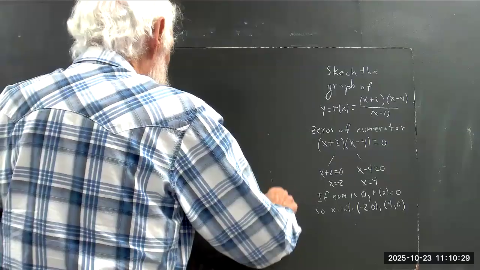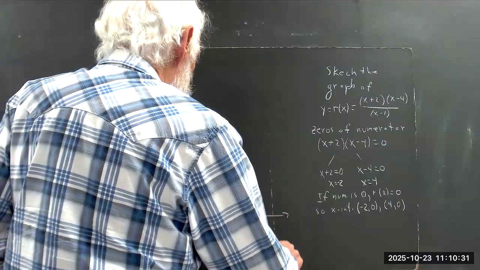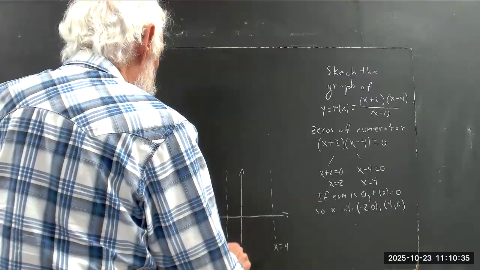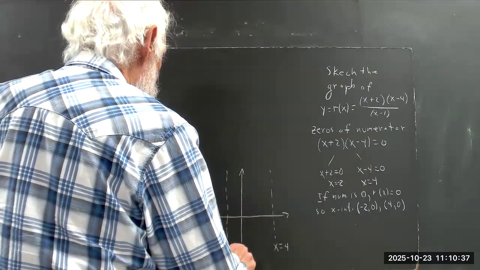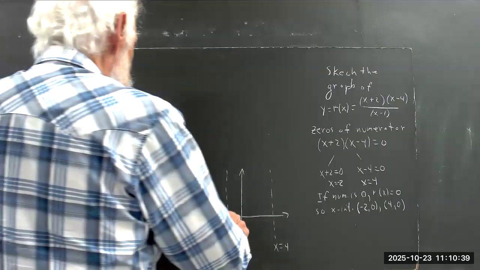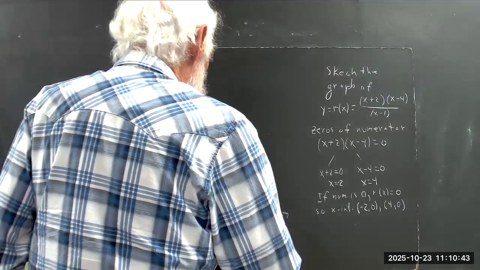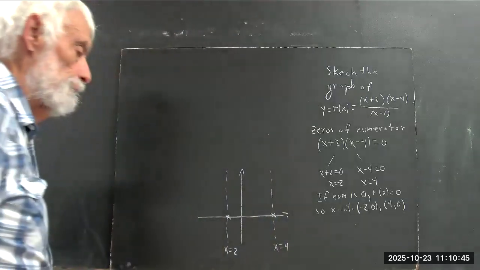Okay, so put the line for x equals 4 out here, and the line for x equals negative 2 over here. And we'll put a mark here and a mark here to indicate that these are x-intercepts.